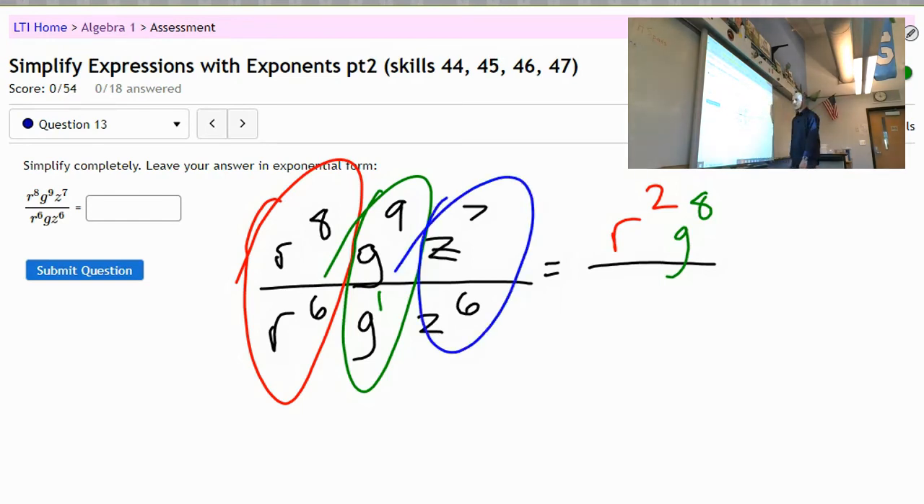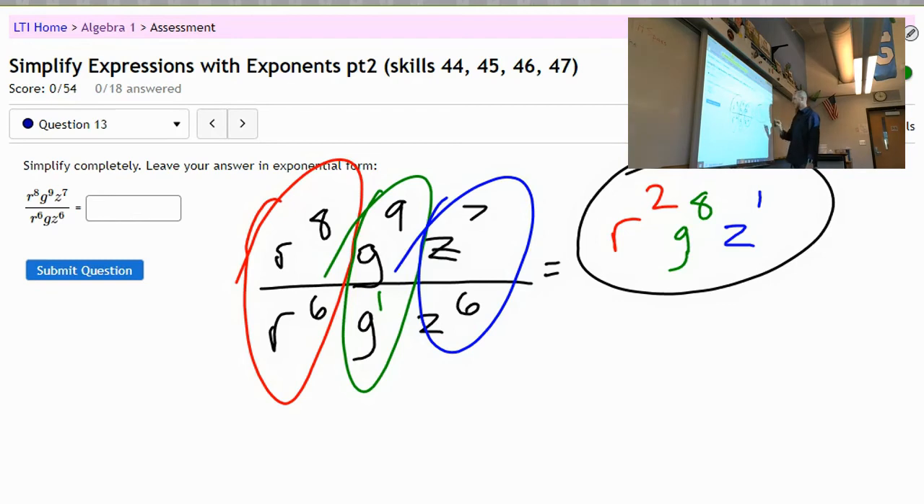Lastly, the Z's I'll do in blue, so still doing the same thing. We're subtracting exponents. 7 minus 6 is 1. You could write Z to the power of 1 if you want, but you don't actually need that 1. You could just put Z. And speaking of things we don't need, we don't actually need this fraction line because nothing was left in my denominator. All of the stuff in the denominator ended up canceling this time.